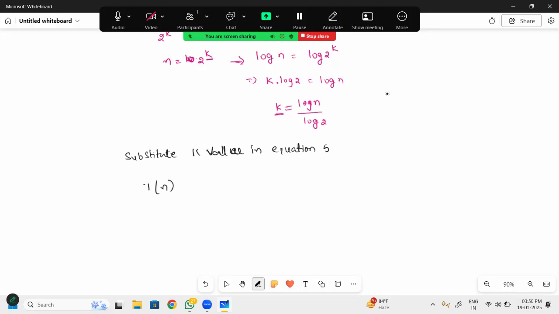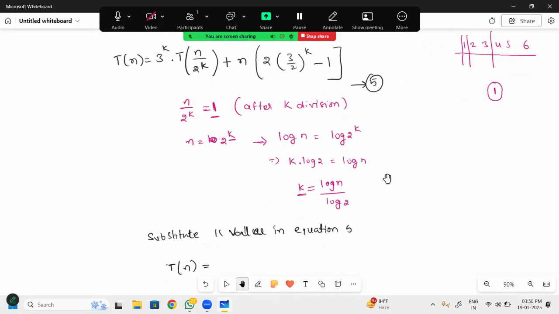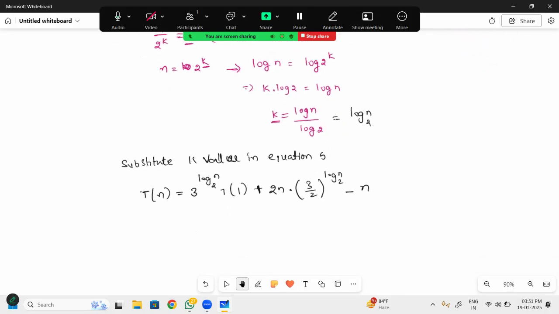T of n equals 3 to the power of k value, log n by n. So if I convert this equation, log a by b equals log n base 2. So log n base 2. So T of 1 plus this entire term, how does it look, 2n into 3 by 2 whole to the power of k value. What is the k value? Log n base 2 minus n. Okay. So this is the way I have converted the equation.